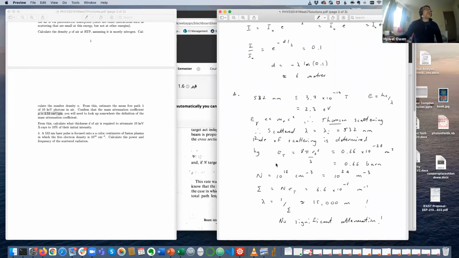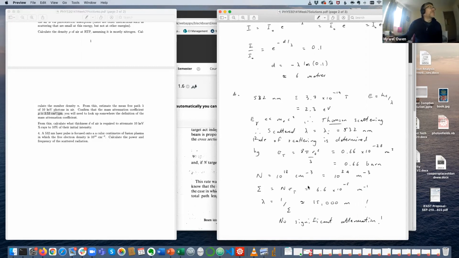Now, the number density we're given here is 10 to the 18 per cubic centimeter, which is 10 to the 24 per cubic meter. And again, just as we did before, to work out the macroscopic cross-section, we simply multiply the cross-section for the electron times its number density. So it's 6.6 times 10 to the 5 per meter. So the mean free path of the laser photons in the plasma is 15,000 meters. Of course, this is much bigger than a cubic centimeter. Therefore, there is no significant attenuation. So the intensity of the visible light passing through the plasma is not reduced in any meaningful way whatsoever, so I don't have to worry about it in my calculation.